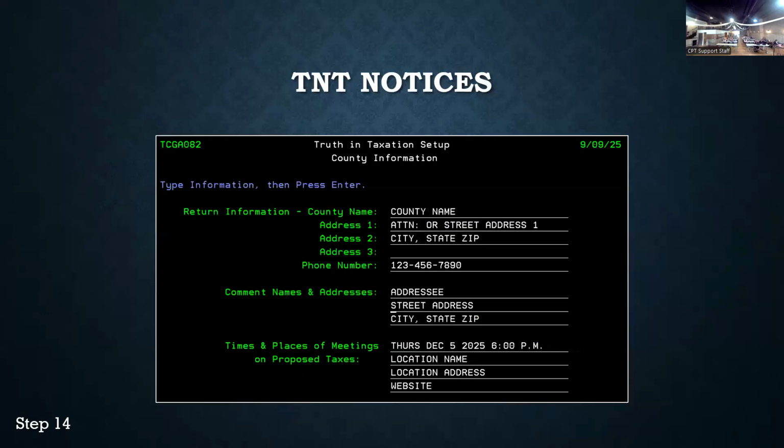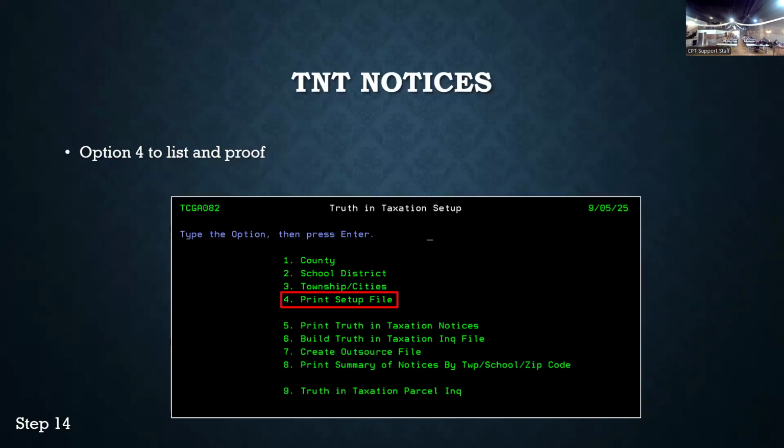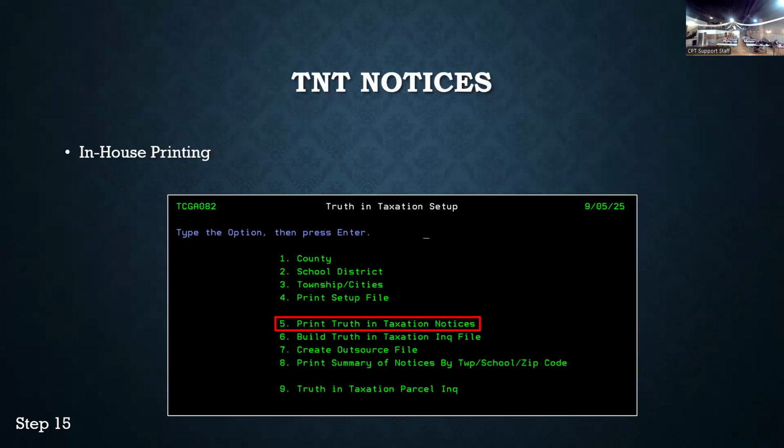When you go in, you have to put in your county name, your address, phone number, comments, time and place. This stuff will print on your TNT notices, right? As you move forward or when you're done, you can take forward and print it and proof it, have somebody else proof it, compare. Once that looks good, and you're done with all the first steps, you can move on to printing.